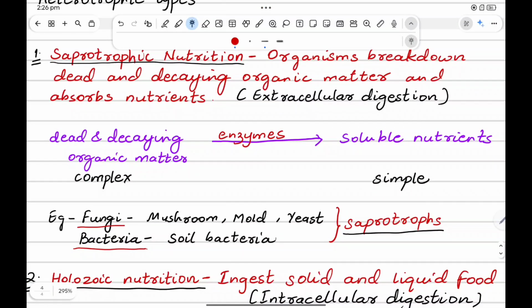And which are the organisms which show this saprotrophic nutrition? Example, fungi, which include mushroom, mold, yeast, as well as bacteria, which include soil bacteria. Organisms which show such nutrition are known as saprotrophs.